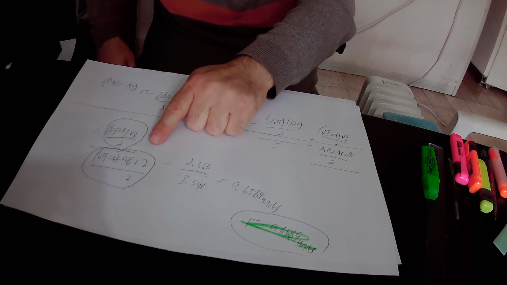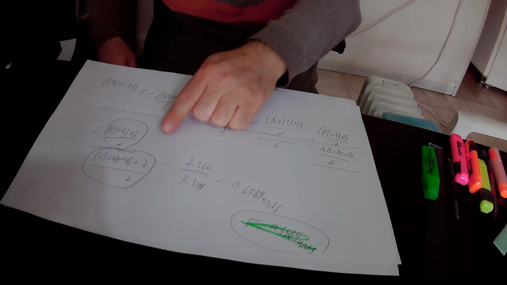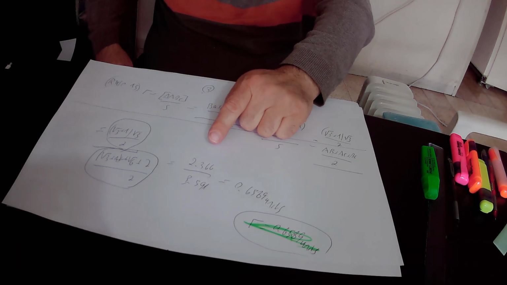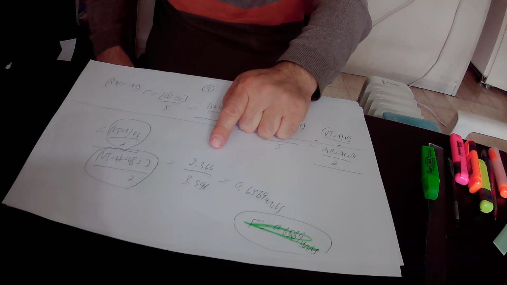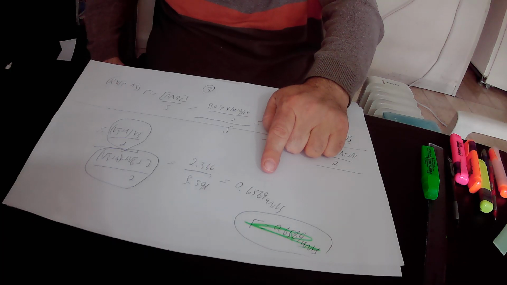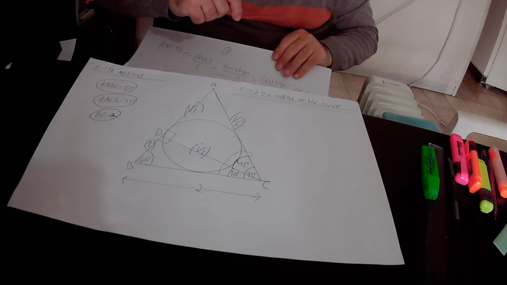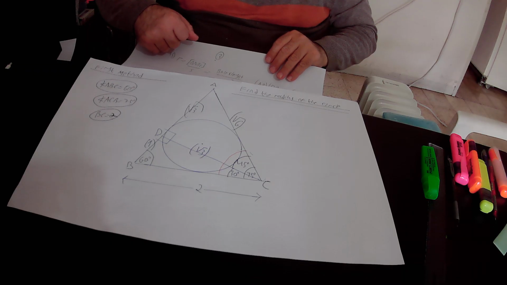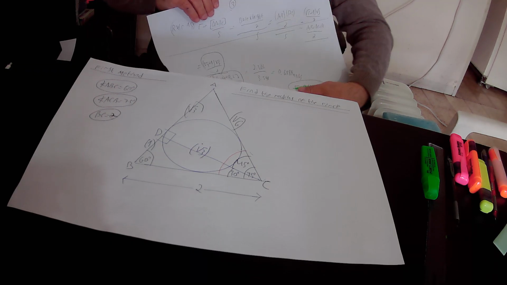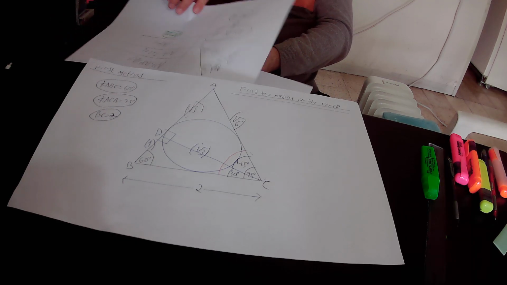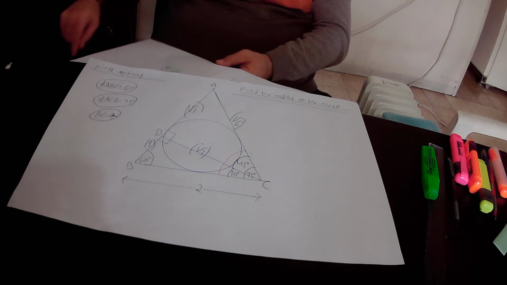The value of the semi-perimeter of the triangle is 3.591 units, and 2.366 over 3.591 equals 0.6589. So we find that the radius R of the circle equals 0.6589 units. We finished with the first method. Now I will present how to find the radius of this circle according to the second method.